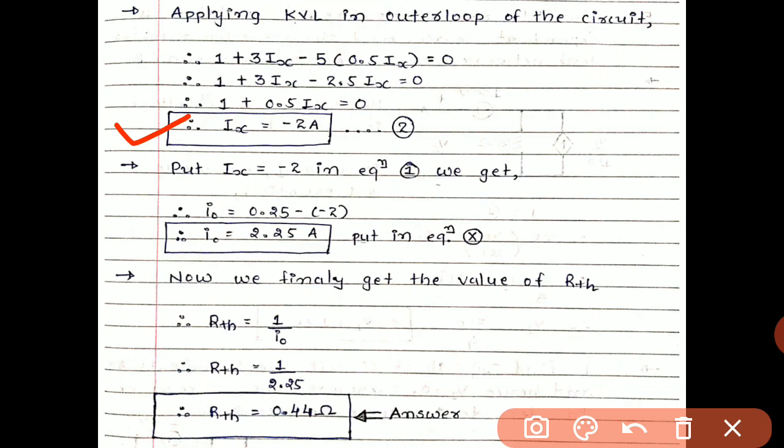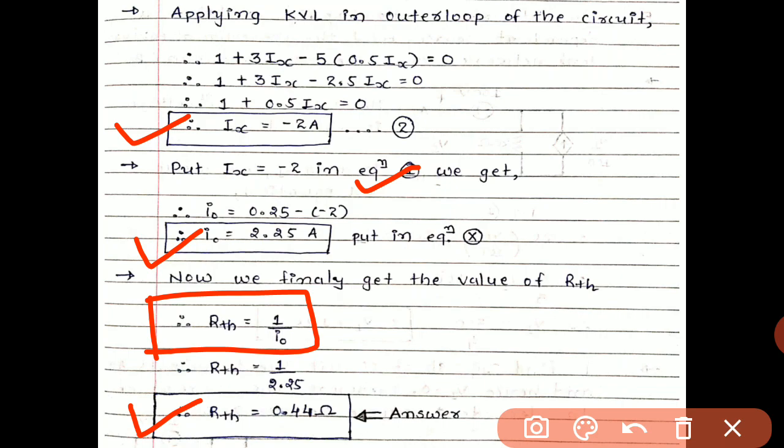By putting the value of Ix in equation number 1, we get I0 equals 0.25 minus of minus 2, so I0 is 2.25 ampere. Now we have the value of I0. Put I0 into RTH, that is 1 upon I0. By putting the value 2.25, RTH equals 1 upon 2.25. So the Thevenin equivalent resistance is 0.24 ohm.